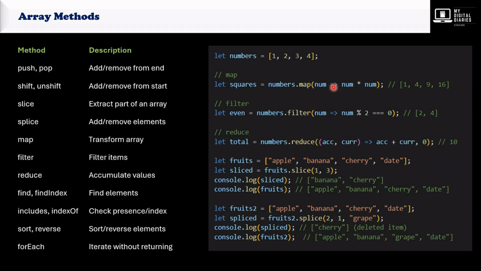We are using the arrow function also. So num into num. The numbers' first element is 1, 1 into 1 is 1. Similarly 2 into 2 is 4, 3 into 3 is 9, 16. So this is how map will work. You will modify or transform the array.